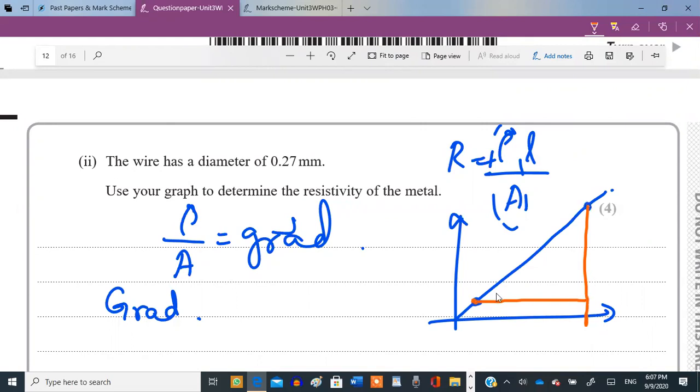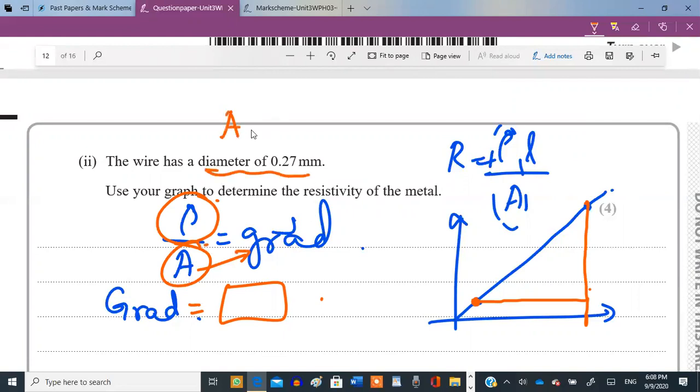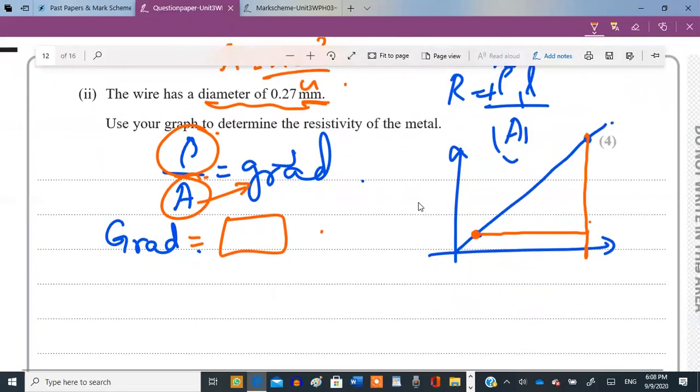Do you know how to draw this triangle? The rise over run triangle? Yeah. Okay, you have to show the triangle in case of practical. And this triangle's hypotenuse should be large enough to cover most of the graph, and then use those 2 points to calculate the slope or the gradient. Once you have the gradient, you plug it in here, and then to calculate this rho, you multiply the gradient by the area, but for that you'll need to use the diameter to calculate the area first using the formula pi d squared upon 4, but for the d you'll need to convert the millimeters to meters as well. Clear? So 3-4 steps, and then you'll get your resistivity.